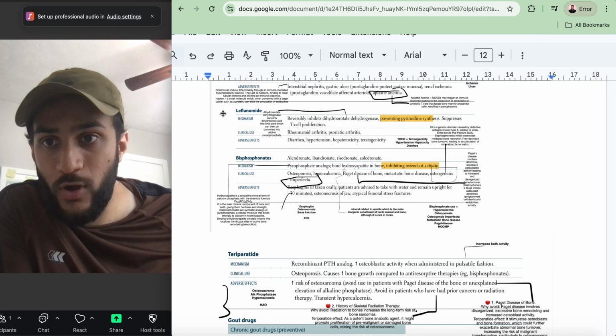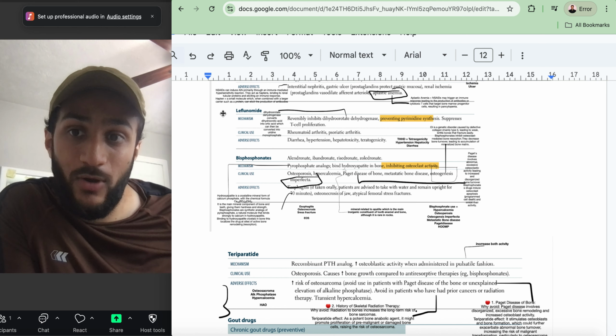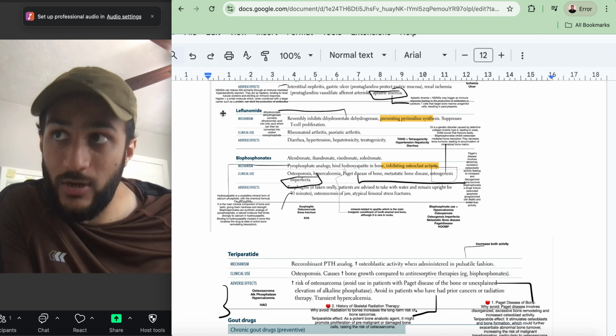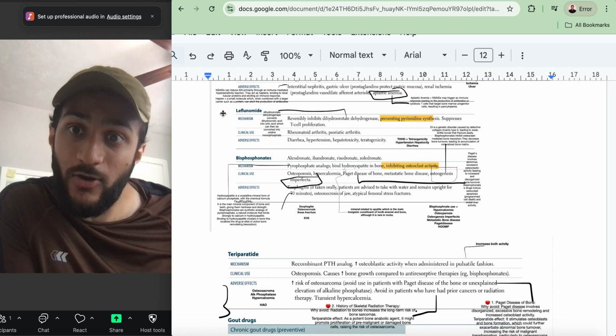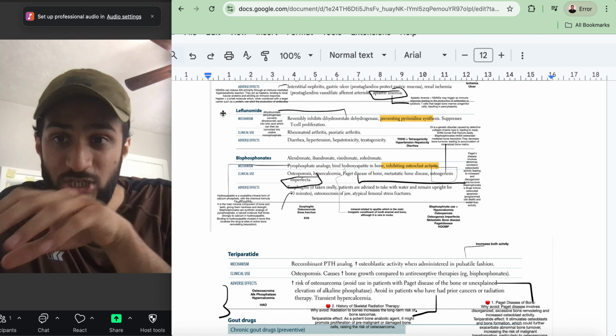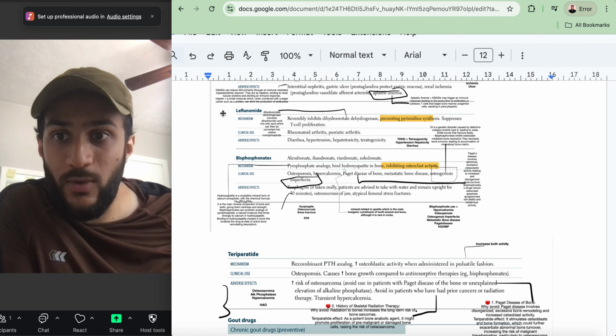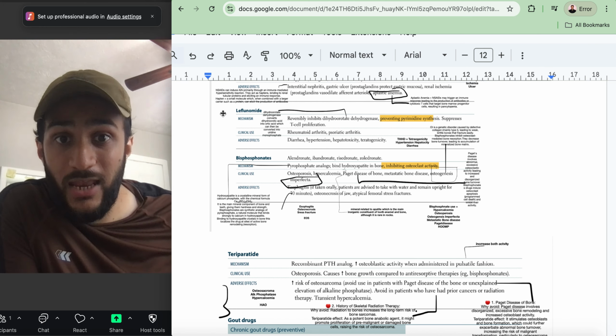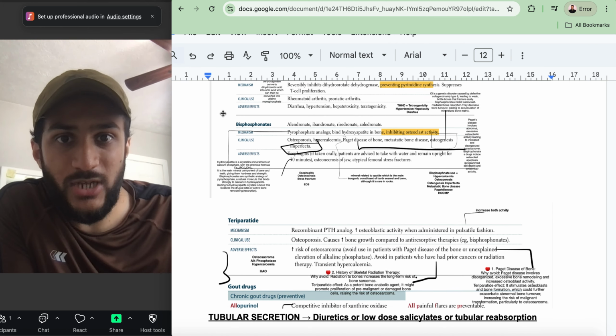Leflunomide, guys, not too important. It's going to be dihydroorotate. They don't ask many questions on this on USMLE. Dihydroorotate dehydrogenase, which basically inhibits pyrimidine synthesis to decrease T cells. We can just use it for rheumatoid arthritis and psoriatic arthritis. I'm not going to spend too much time over there.